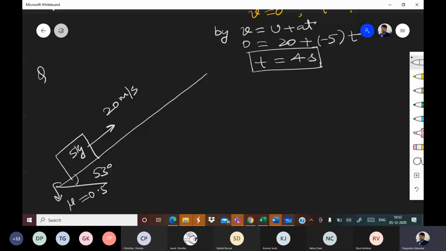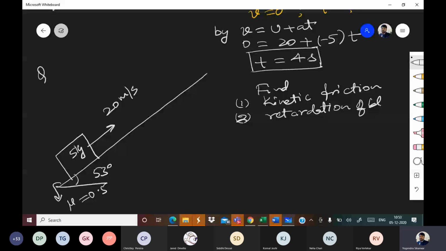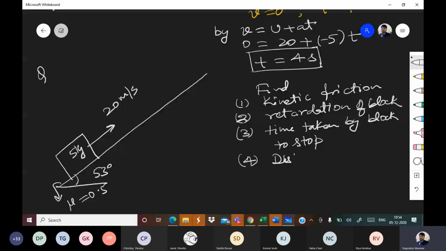Okay. So question says find number 1, kinetic friction, number 2, retardation of block, number 3, time taken by block to stop, and number 4, distance moved before stopping.